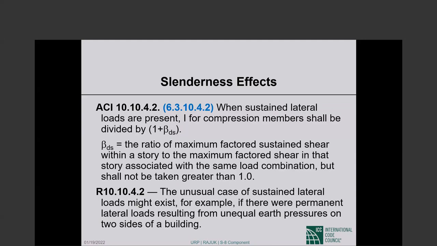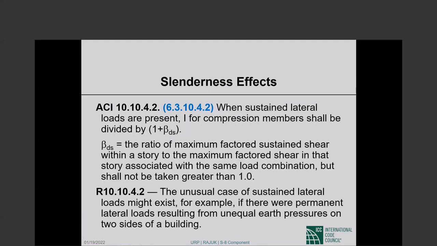If that exists, like the structure is retaining earth, and there is a difference in height between the earth retained by one face and the opposite face, then there is a differential in earth pressure that is acting on the building. That would be sustained. So anyway, when sustained lateral loads are present, I think the commentary says the unusual case of sustained lateral loads might exist. For example, if there were permanent lateral loads resulting from unequal earth pressures on 2 sides of the building.